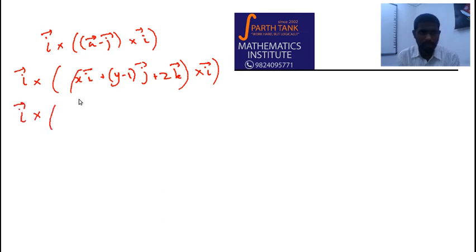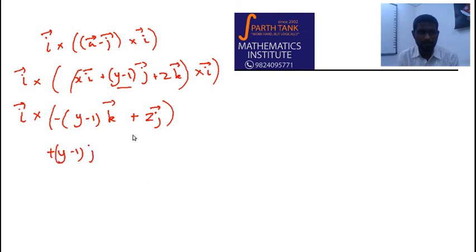i cross i is 0. So I'll have only y minus 1. j cross i is minus k. k cross i is j. Then i cross these two terms. i cross k is minus j, right? So it will become plus (y minus 1)j, and i cross j is k, so z into k. So this is the first term.